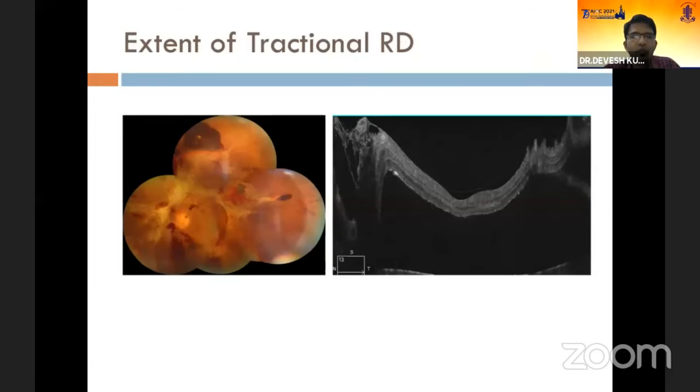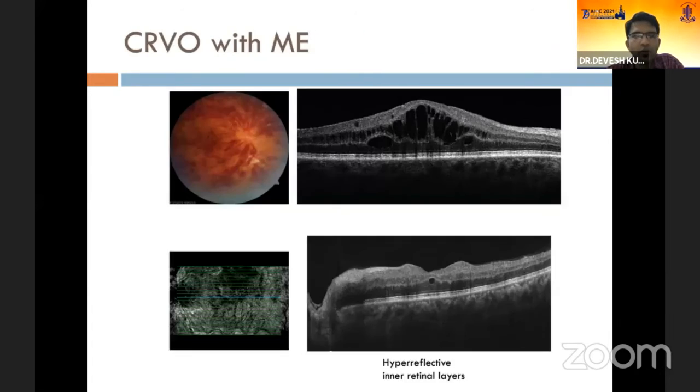It also helps us to determine the extent of the traction or retinal detachment. Sometimes it may be difficult to determine whether the macula is affected by the TRD or not, because we want to decide whether to take up the patient for surgery or not. So the tractional detachment extent can be made out on OCT.